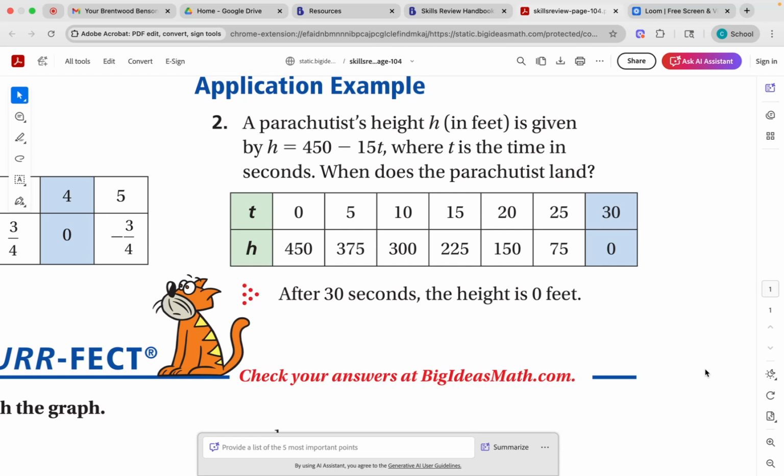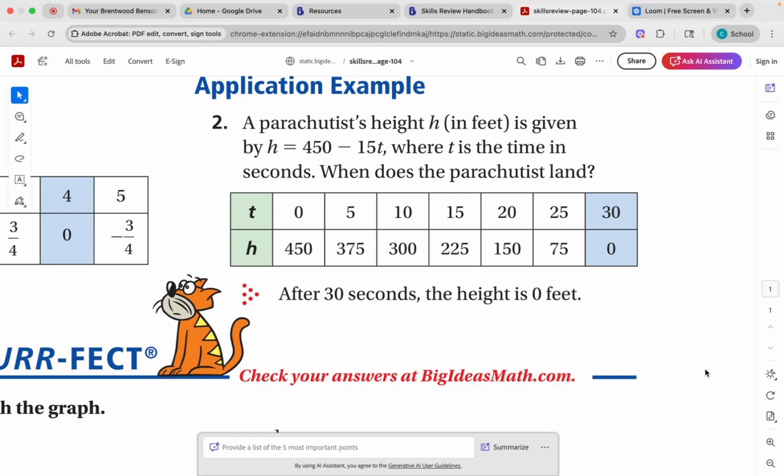How would I rearrange that? H equals negative 15. Evo, thank you for raising your hand. H equals negative 15t plus 450. Right, you're just switching these, but keep the signs with them. This is a positive 450, that's a negative 15. So we just say plus 450 at the end. All right, now we have it in slope-intercept form.